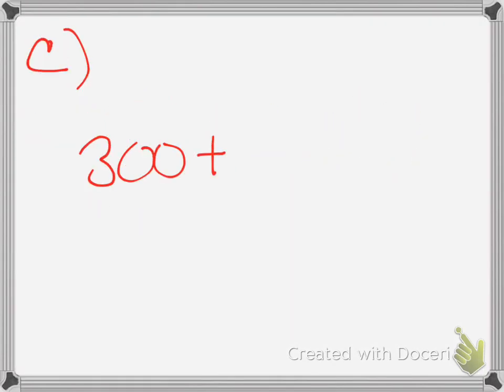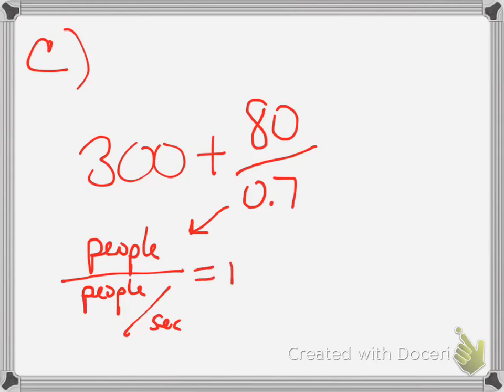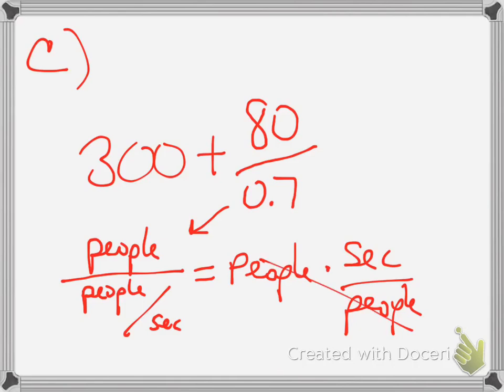Whoops, let me get to the right screen here. So what we're going to do is we're going to take the 80 people, and divide it by 0.7 people per second, and that's going to give us a number of seconds. To see that, if you need to look at the units, 80 is number of people, so I'm just going to put people. And 0.7 is person per second. A person is a form of people, singular, but per second. So when I divide people by people per second, that becomes people times seconds over people. We're going to multiply by the reciprocal. These cancel. I'm left with seconds.